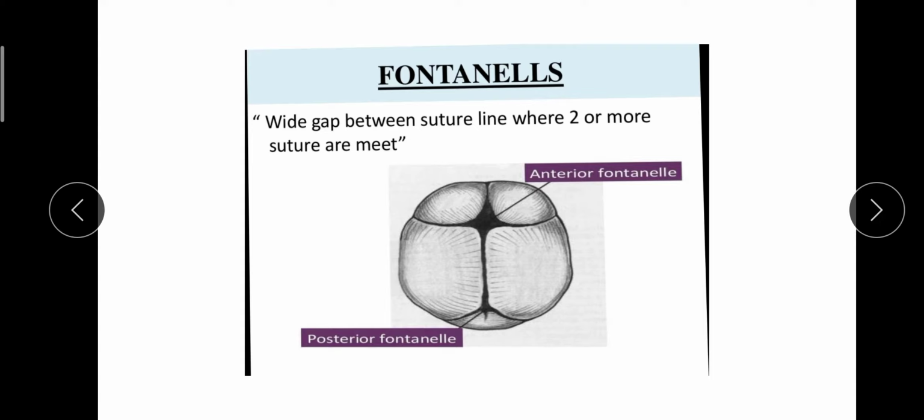Next, coming to the fontanelles. The wide gap between the suture lines where two or more sutures meet is called a fontanelle. There are two fontanelles in the fetal skull, one anterior and one posterior. The anterior is also called bregma and the posterior is also called lambda. Why did these names come? Because the anterior looks like a diamond shape, it is called bregma, and the posterior looks like a lambdoid shape, so we call it lambda.